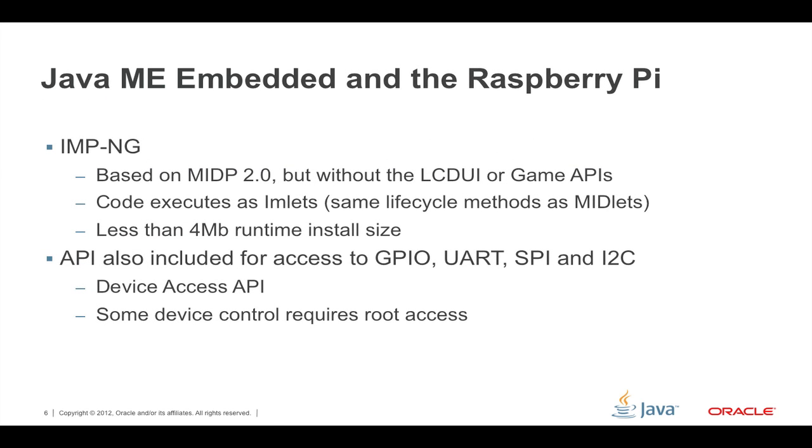Looking at Java ME Embedded and the Raspberry Pi specifically, as I said, we're using the IMP next generation APIs. And this is really based on MIDP 2.0. If you've done any programming of Java ME with mobile phones in the past, then you'll be familiar with how this works. We use the same kind of ideas for the lifecycle management and the way that we deploy applications onto the device and so on.